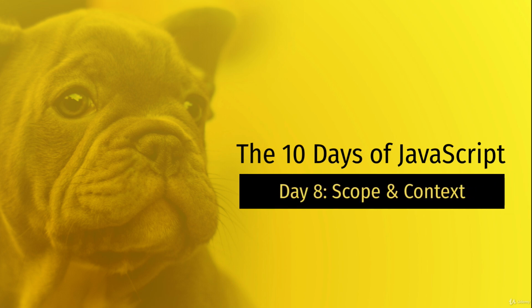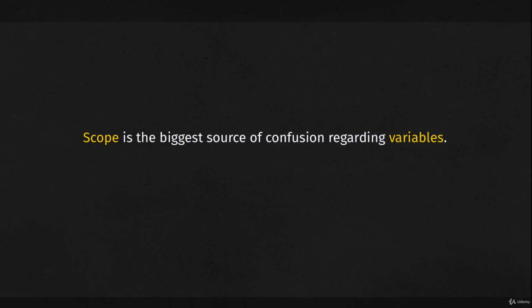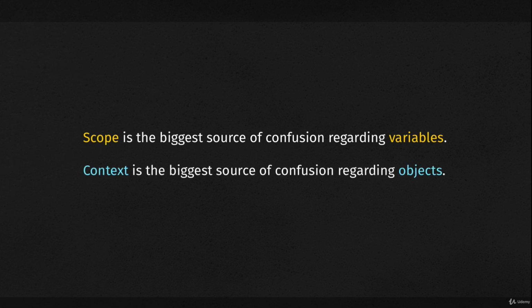Here we are in day number 8, and in this lesson we are going to talk about scope and context. So what is scope and what is context? Well, here are my own sarcastic definitions. I would say that scope is the biggest source of confusion regarding variables, and my definition for context would be the biggest source of confusion regarding objects.